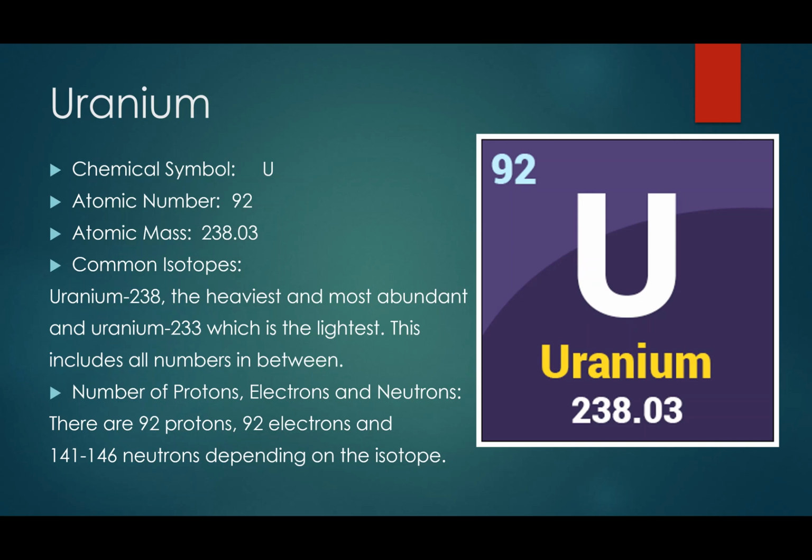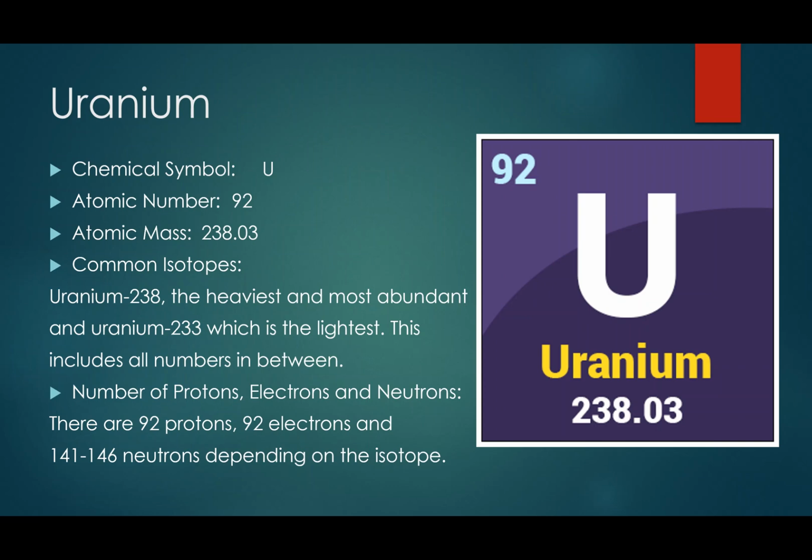Uranium. The chemical symbol for uranium is U, with an atomic number of 92 and an atomic mass of 238.03. The common isotopes are uranium-238, the heaviest and most abundant, and uranium-233, which is the lightest. This includes all numbers in between, like uranium-235.